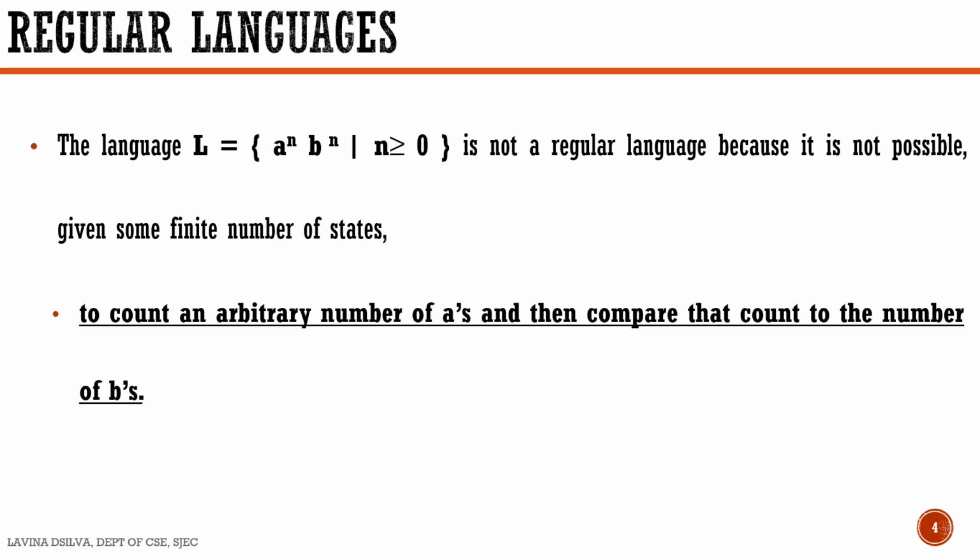The language L is equal to a to the power n, b to the power n, where n is greater than or equal to 0, is considered not a regular language because it is not possible to construct it given some finite number of states. When constructing the FSM, it is difficult for us to count an arbitrary number of A's and then compare it to the count of the number of B's.